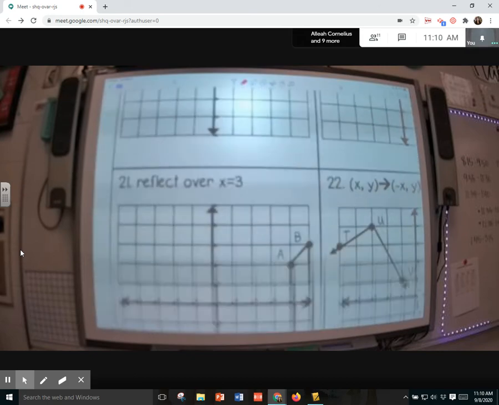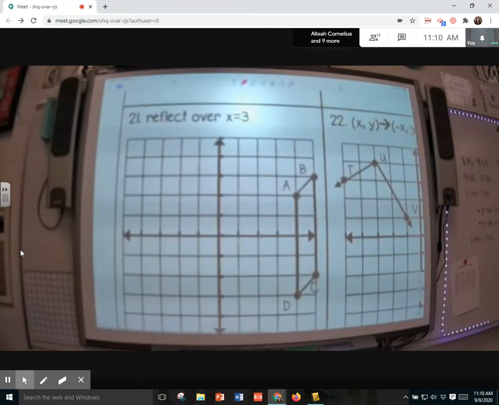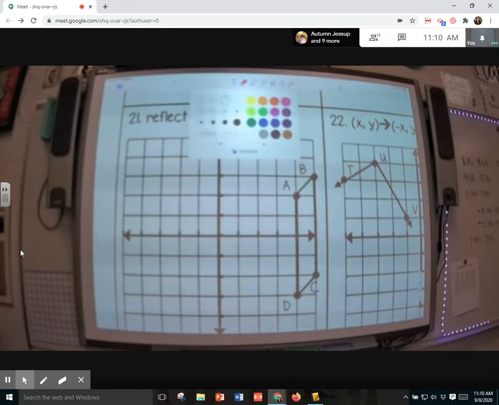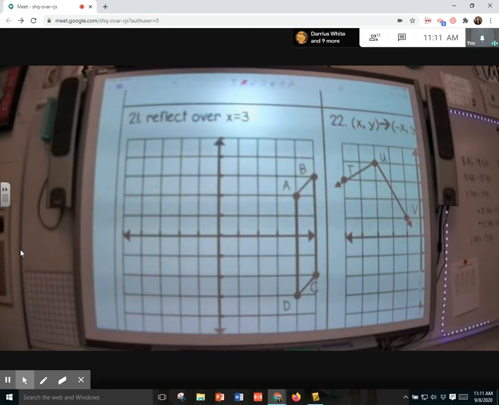Okay, on number 21, we're reflecting over x equals 3. So I'm going to go to my x-axis, and I'm going to go to where I know x equals 3. This is where x equals 3. You can't really see it. But right there, x equals 3. So that right there is going to be my line of reflection.